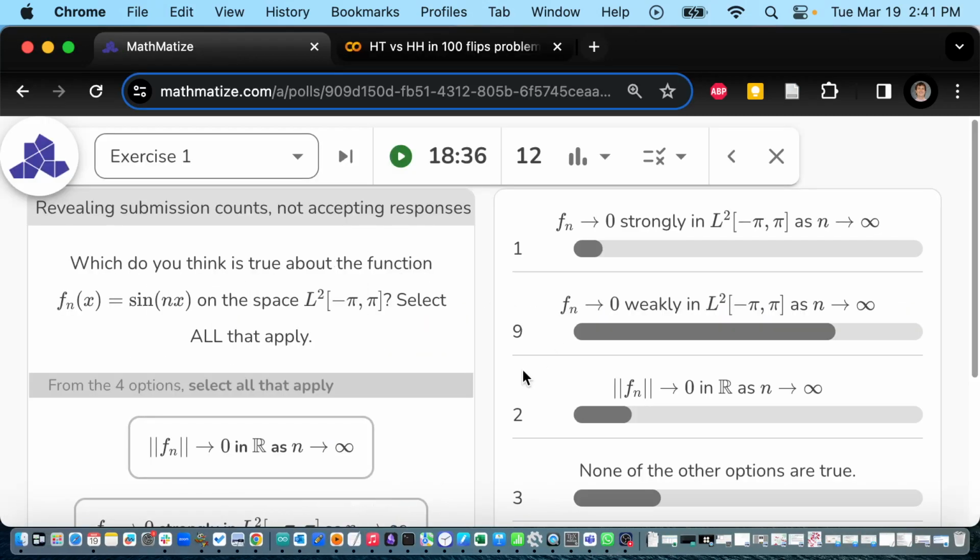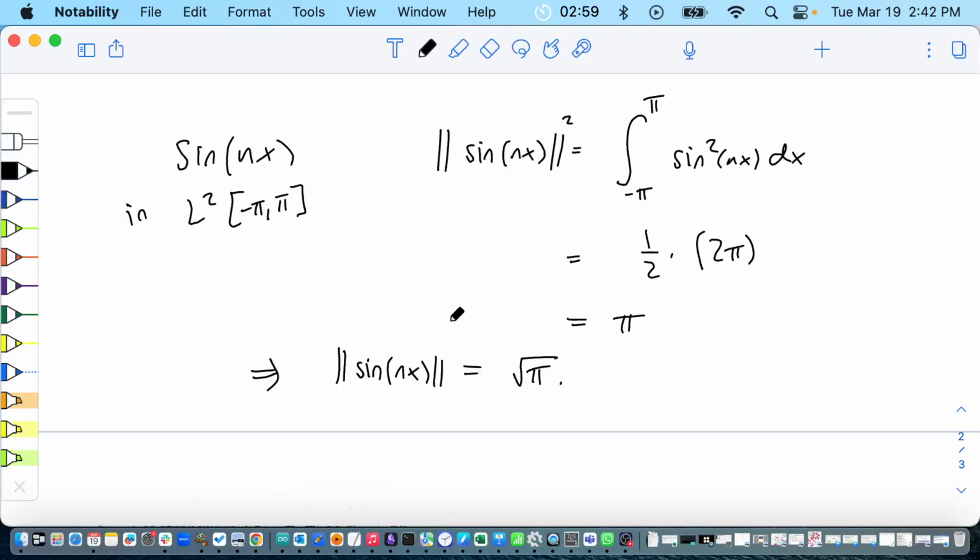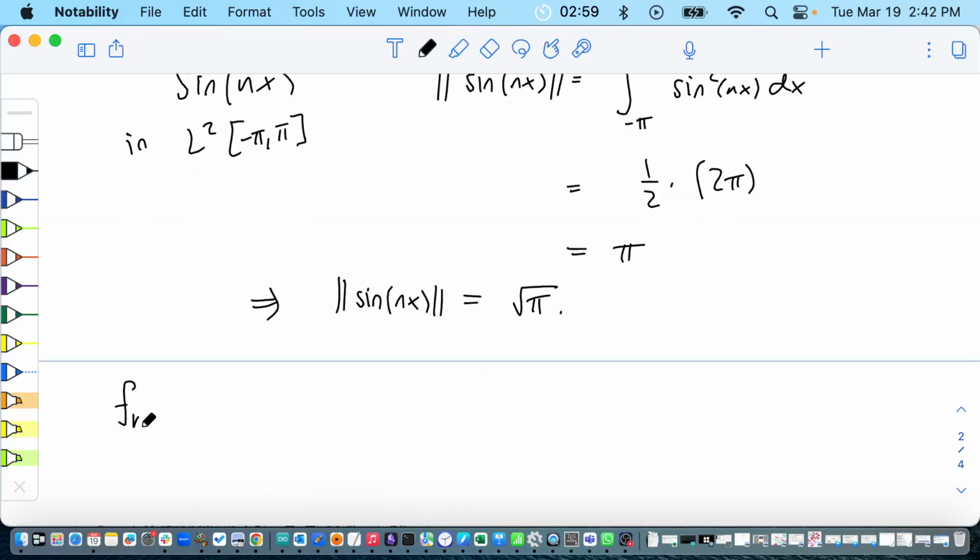Similarly, only one person said it goes to 0 strongly. Actually, these two statements are the same, because what does strong convergence mean? This 0 on the right-hand side is not the 0 the number, it's a 0 the function. And how do you tell if some functions are converging to another function? You take the difference of the functions, and you take their norm. So f_n going to 0 strongly, or to any f really, means f_n minus f in norm is going to 0.